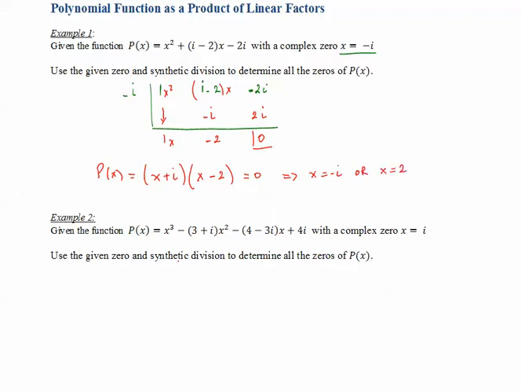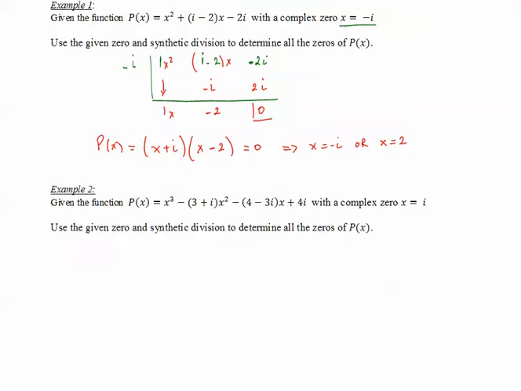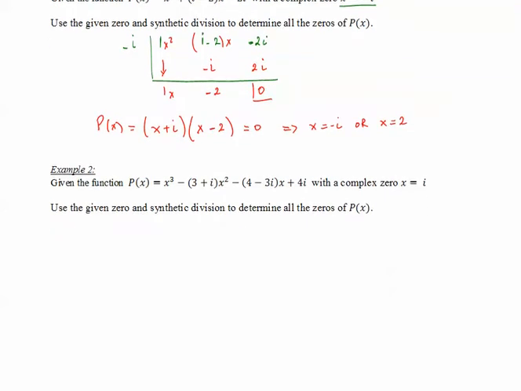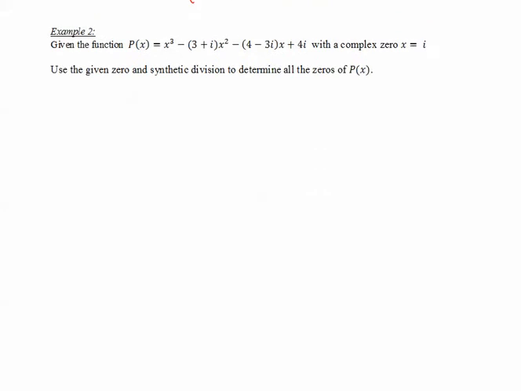So we'll try the next example here, and it's the same question, except that we have x to the third. So we're going to try to use the zero and synthetic division to determine all the zeros. So we have coefficient 1, and then negative, I could say negative 3, negative i. I'm distributing this and negative here, and then the same here. I would say negative 4 plus 3i, and the last term is 4i, the constant term. And the zero is x equal i.